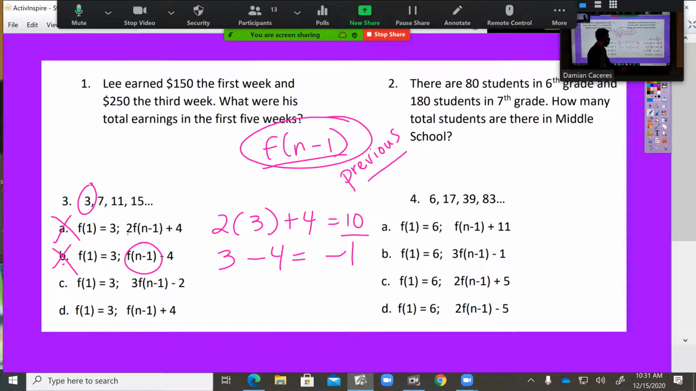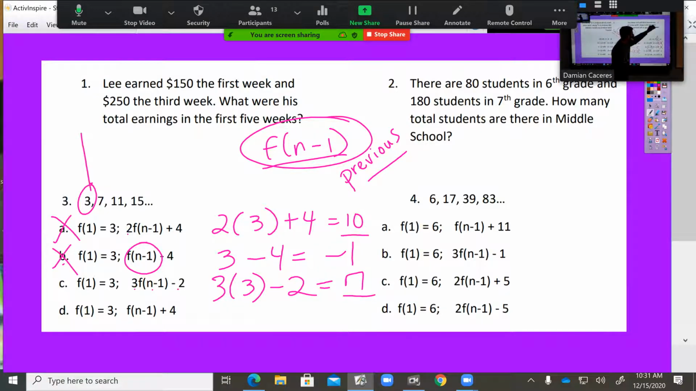Now if you go to answer choice C, it says 3 f of n minus 2. That would be 3 times 3 minus 2. That gives us 9 minus 2, which equals 7. Is the second number 7? Yes, but let me tell you, you don't know if that's the answer yet. You have to test out the next number. It has to work all the way through your sequence.